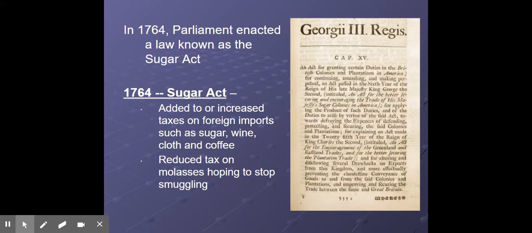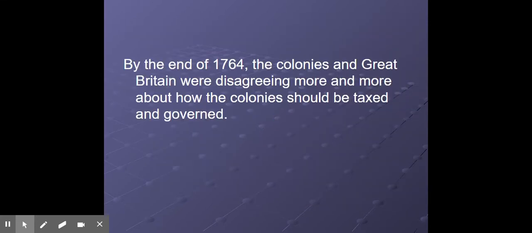So by the end of 1764, relationships between the colonies and Great Britain are getting worse, okay? We are beginning to disagree more and more about how the colonies should be taxed and how they should be governed, okay? Because with the ability to search our properties without warrants, this is a serious infringement on our self-government, okay, and a serious infringement on the rights that we would expect as Englishmen and Englishwomen back in the mother country. So things are getting worse between Britain and us.